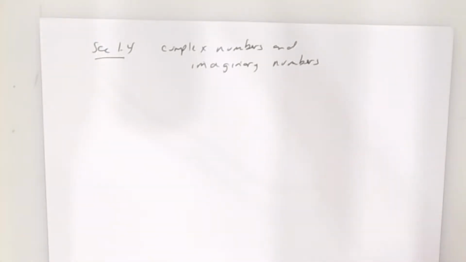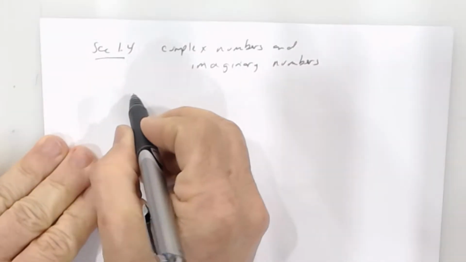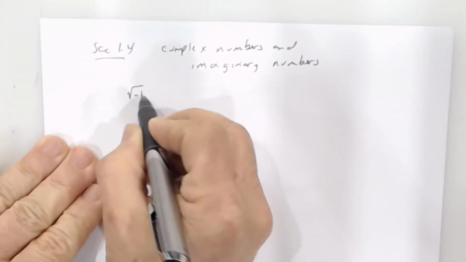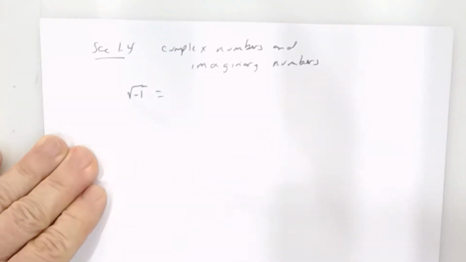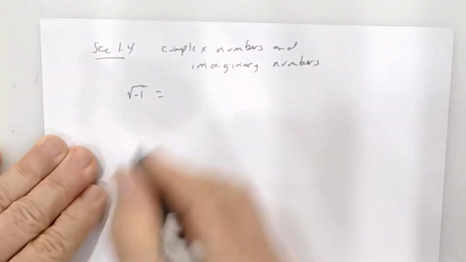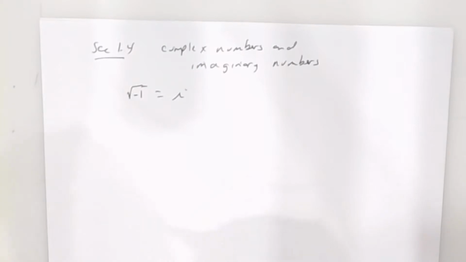Okay, so one of the things that you had to deal with last semester, especially when you solved quadratic equations, was this idea. Do you recall what the square root of a negative 1 is equal to? That's i. The square root of a negative 1 is equal to i. That's the definition that we gave the square root of a negative 1. If you put the square root of a negative 1 in your calculator, you get an error, right?